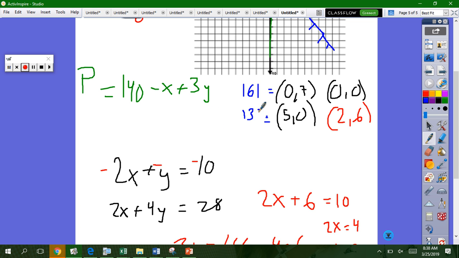So far, if this was like widgets, two different types of things that you're making, wouldn't you want to maximize your profit by using the 161 so far? Because it would get us more money, wouldn't it? Okay, let's use 0, 0. That's pretty easy. That's going to be 140. Everybody good there? The last one, I'm going to plug 2 in for x, 6 in for y. So 140 minus 2 is 138 plus 18. 156.